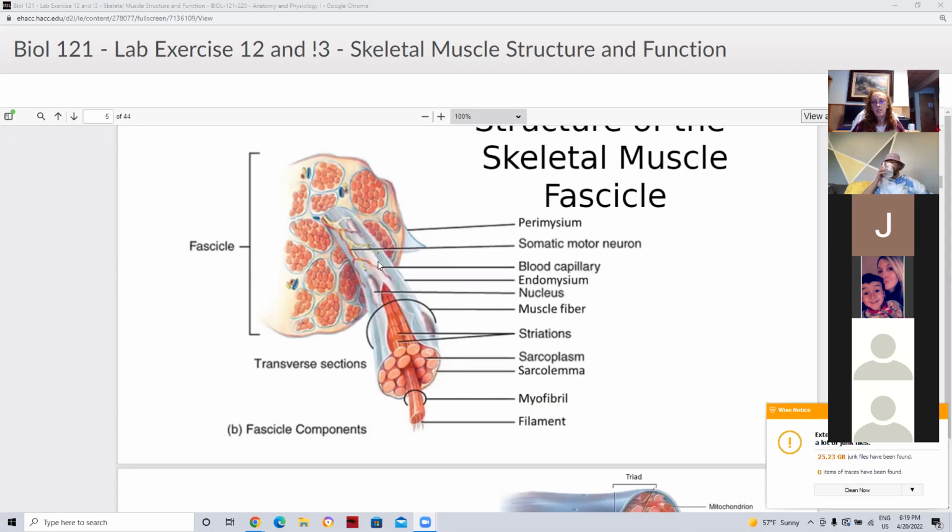Around, and you can see it a little bit here, around the muscle fibers and in contact with the muscle fibers are the somatic motor neurons.